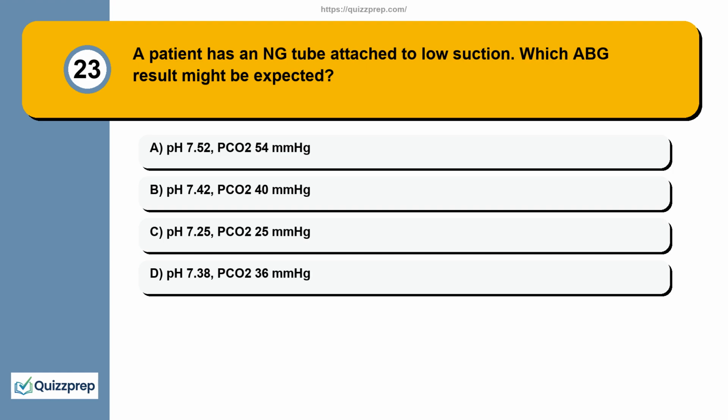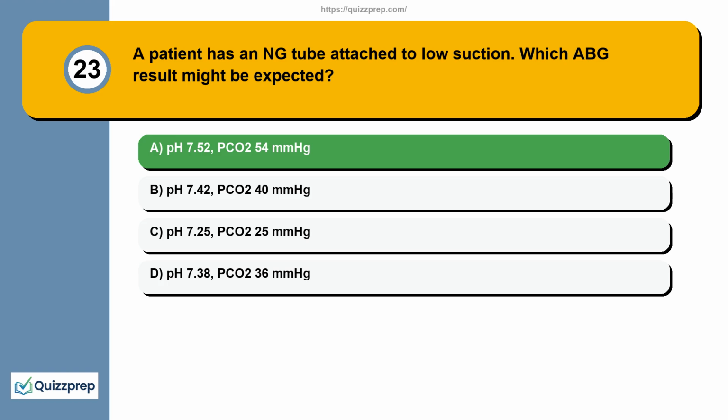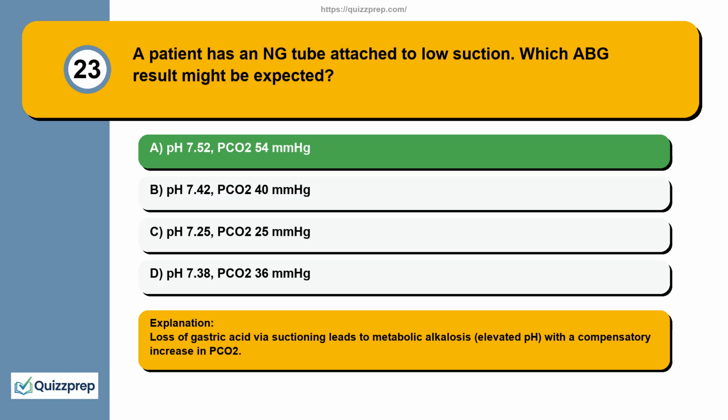Question 23. A patient has an NG tube attached to low suction. Which ABG result might be expected? pH 7.52, PCO2 54 mmHg; pH 7.42, PCO2 40 mmHg; pH 7.25, PCO2 25 mmHg; pH 7.38, PCO2 36 mmHg. Loss of gastric acid via suctioning leads to metabolic alkalosis, elevated pH, with a compensatory increase in PCO2.